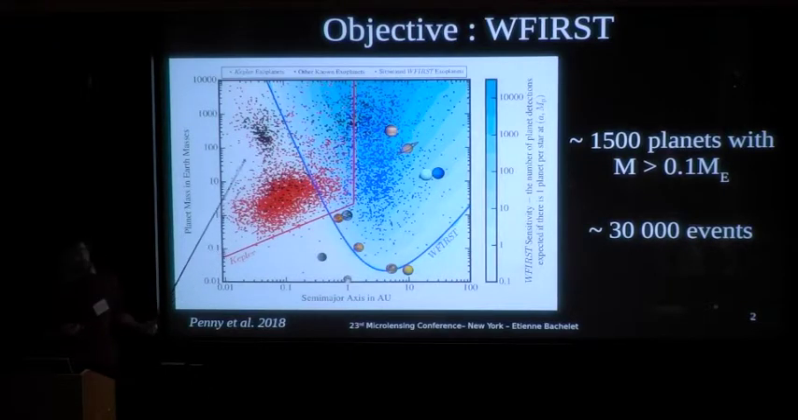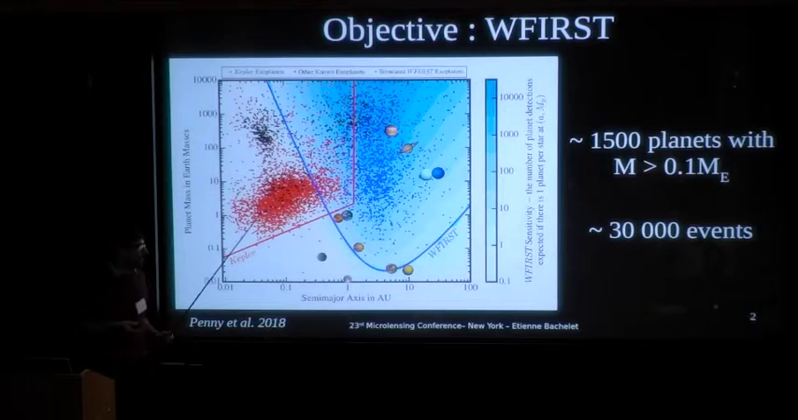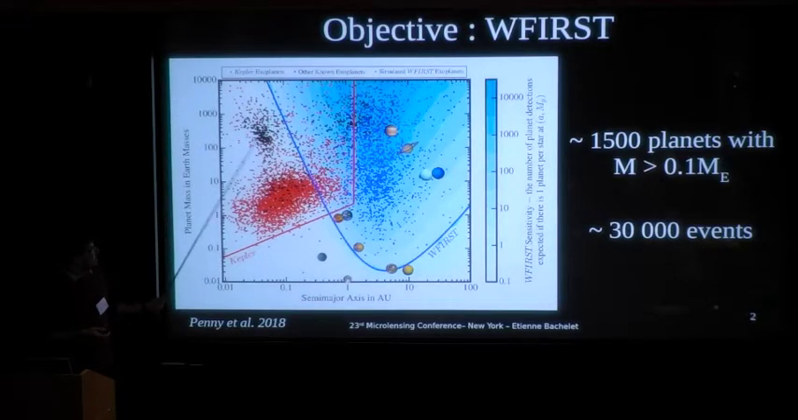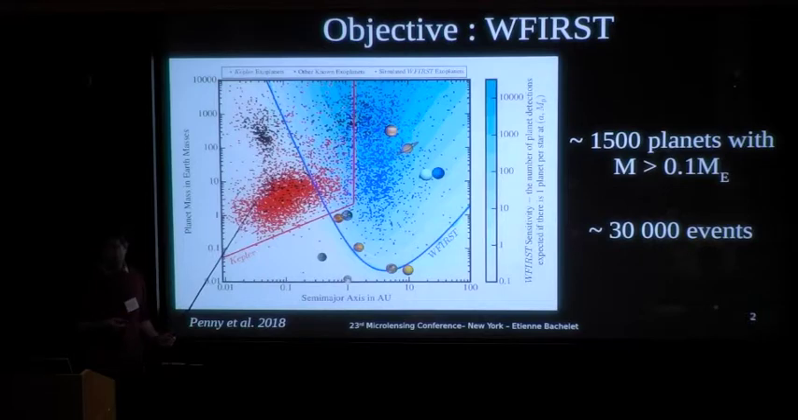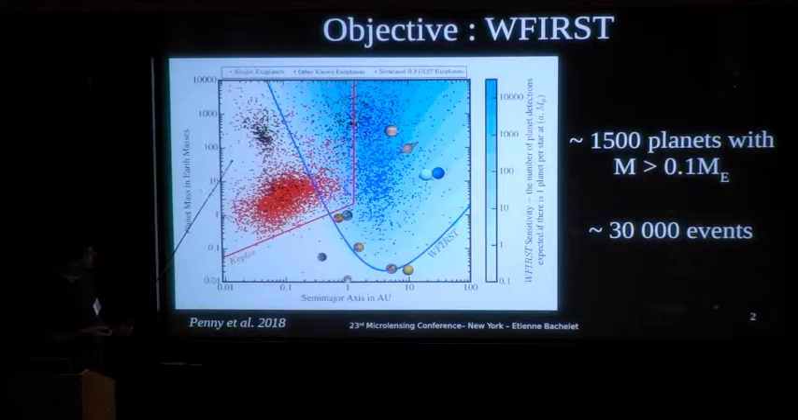So WFIRST is expected to be launched in 2025, and thanks to the work made by Matthew, we expect to find 1,500 planets along 30,000 events. And as you can see in this mass versus semi-major axis plot, WFIRST will complement very well the work done originally by Kepler and ground-based transit and radial velocity detection, which cover very well the parameter space of, let's say, hot planets orbiting stars at less than 1 AU.